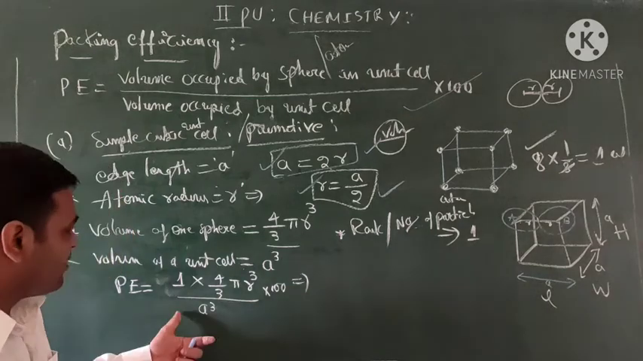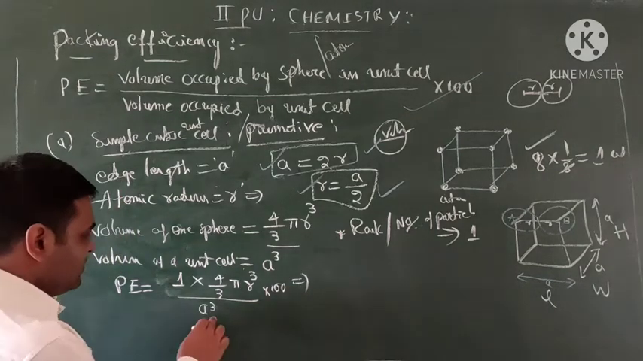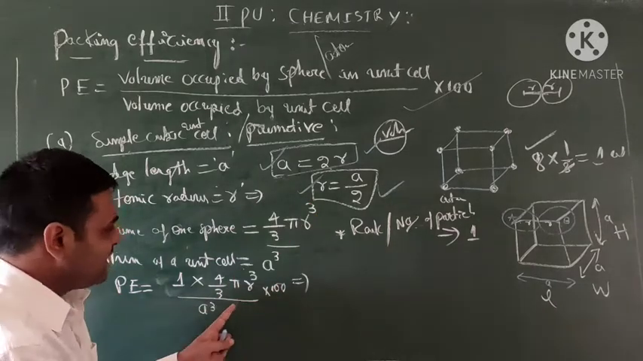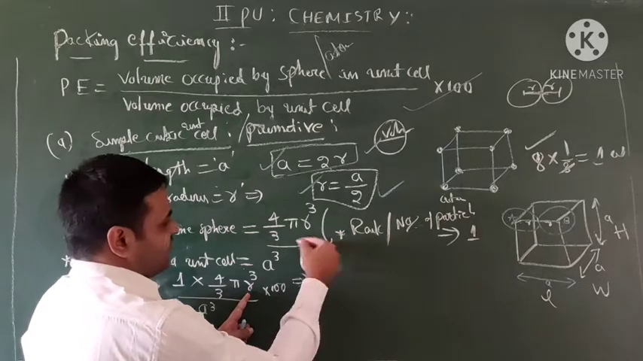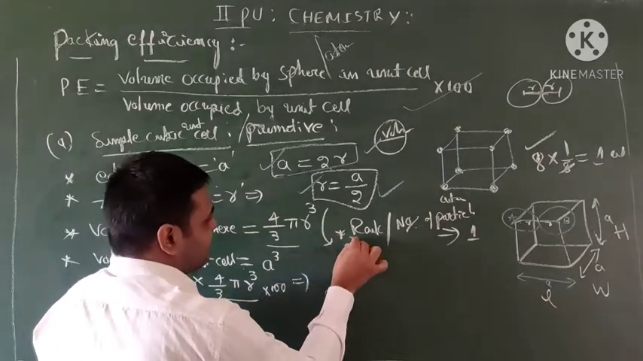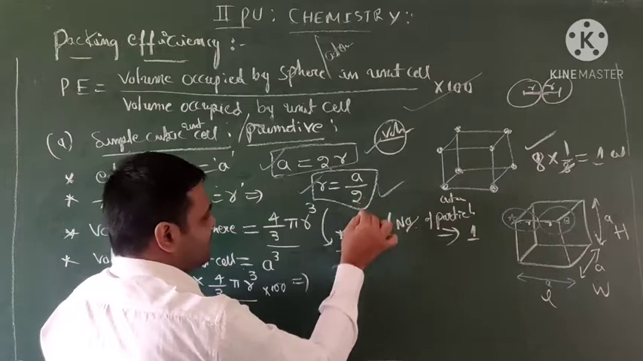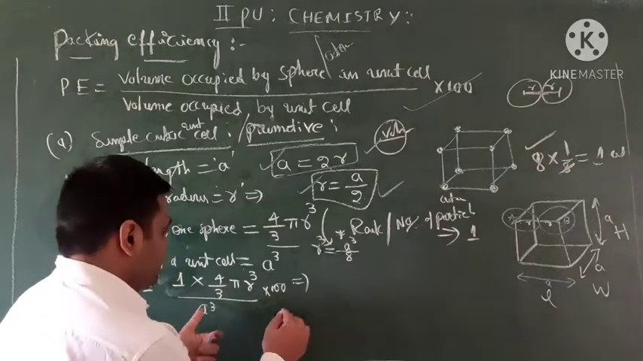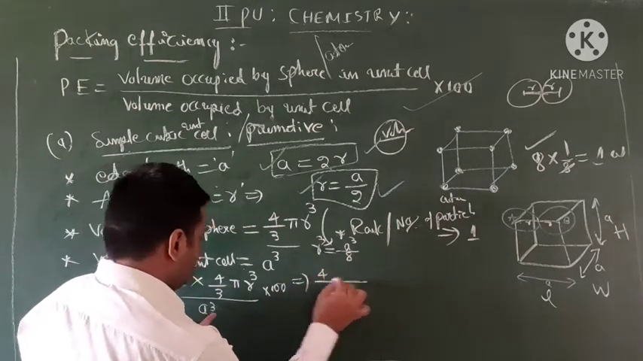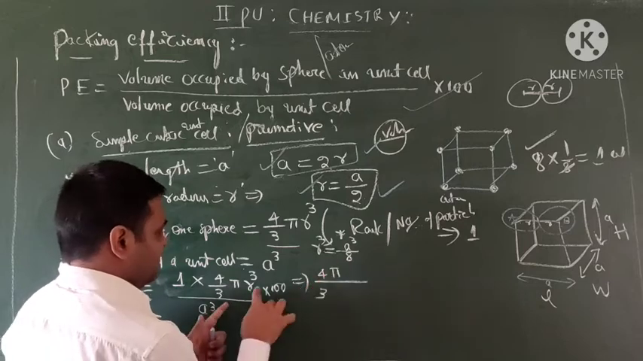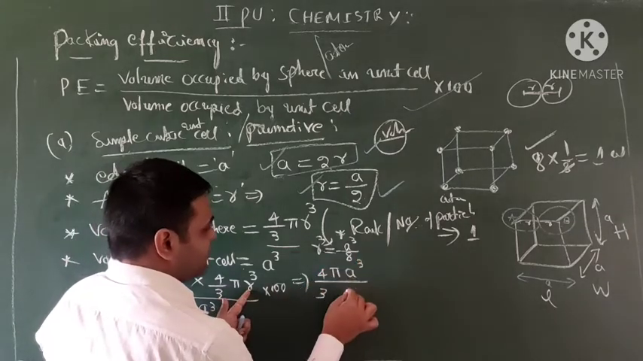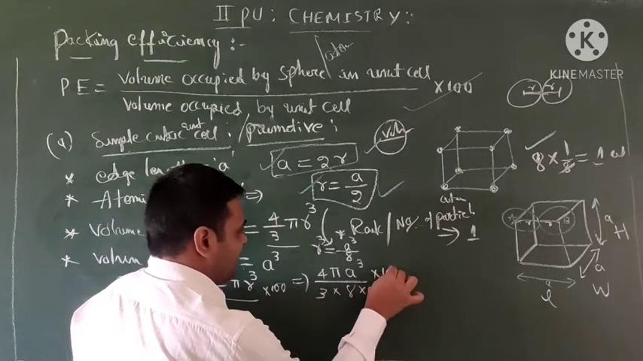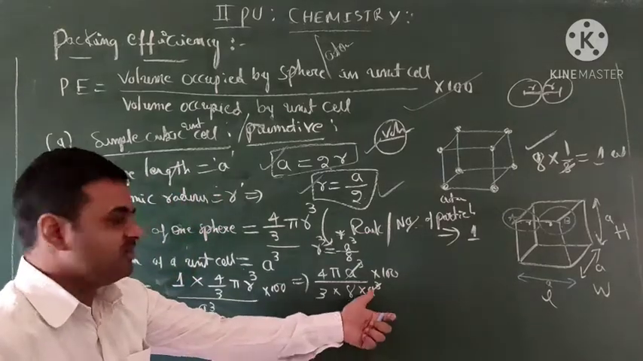Okay students, you can solve it by inserting the value of r, or you can insert the value of a. By taking the r value, r cube means a cube by 8, since a is 2r, 2 into 2 into 2 is 8. Then 4 by 3 pi into a cube by 8, the remaining term is a cube, into 100. Divided by a cube, it gets cancelled.